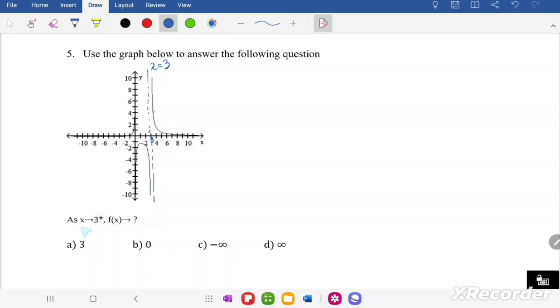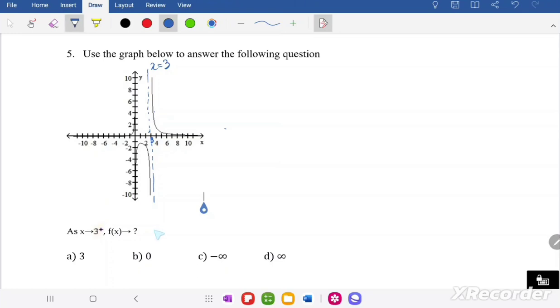So what does this say here? As x approaches 3 from the positive side, so positive side is going from the right to the left along the x-axis, we see that it's rising unbounded without restrictions. So f of x equals positive infinity, right? So where is positive infinity? D is the right choice.